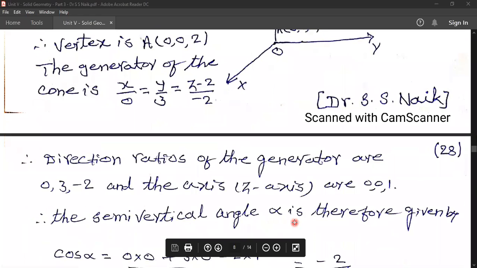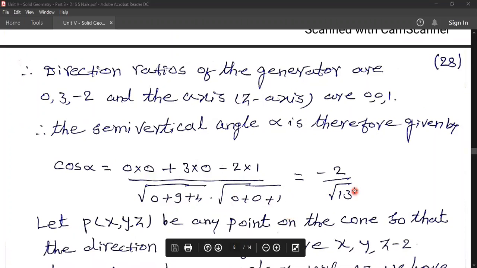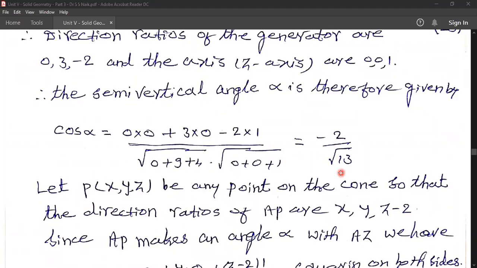The semi-vertical angle alpha is therefore given by, again you'll have to go back to the formula, cos alpha is equal to x into 0, then y into 0, but you are having y is also equal to 0 at that point, and this is minus 2 and z is equal to 1. So therefore you get the square root of 0 plus 9 plus 4, that is the square root of 13, and this is minus 2 upon 13. Then this becomes cos alpha.